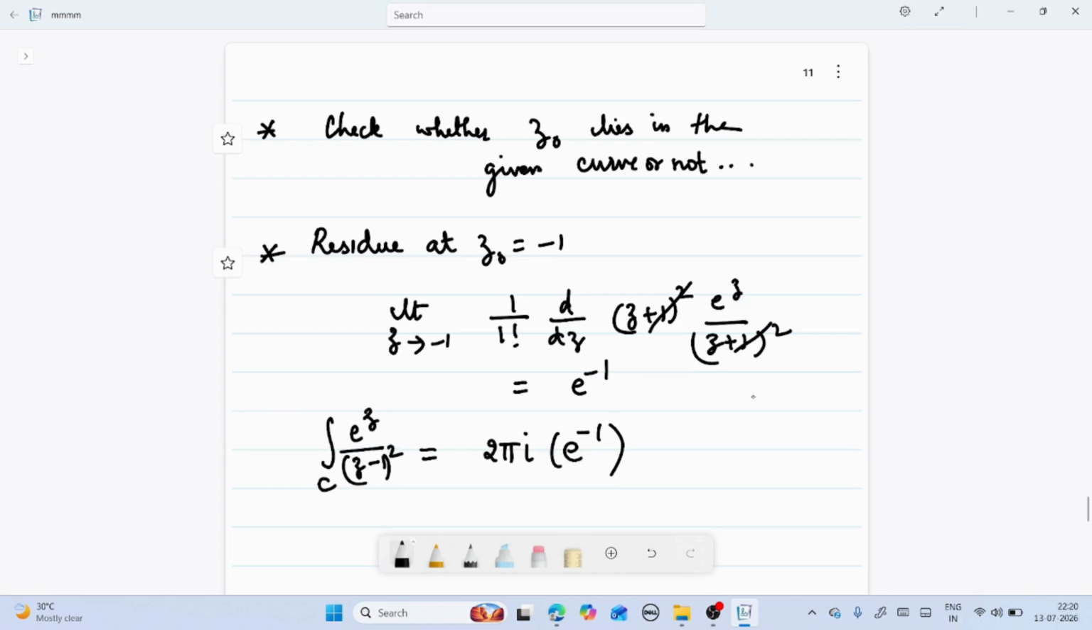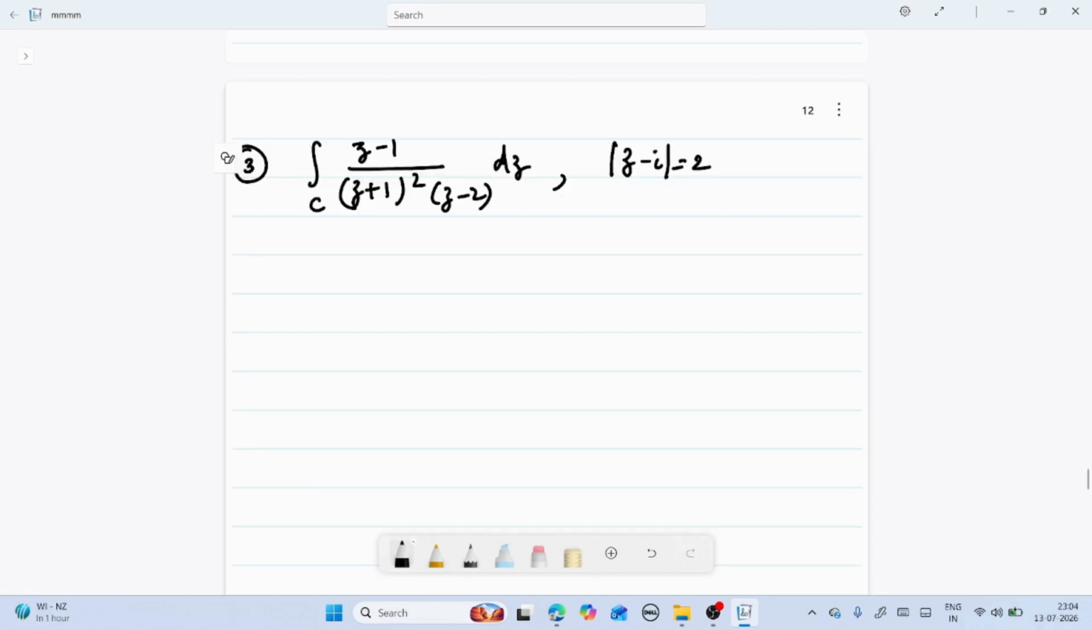So this makes the integration easier. What do we do? We just find the residue at the given pole and multiply it with 2 pi i. The previous question: first, what do we do? We identify the function f of z. So here f of z is (z minus 1) by (z plus 1) the whole square into (z minus 2).